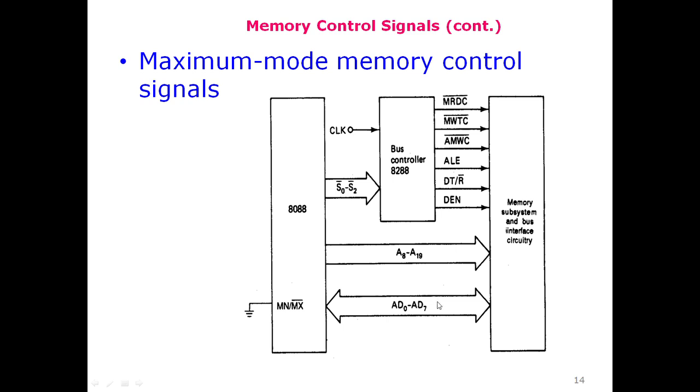And these control signals, address pins and data pins, are connected with the memory subsystem and the bus interface circuitry. There are a number of other interface circuits like buffers and transceivers and memory systems, and all of them are used to generate the address bus, data bus, and control bus to control the memory and the input and output devices.